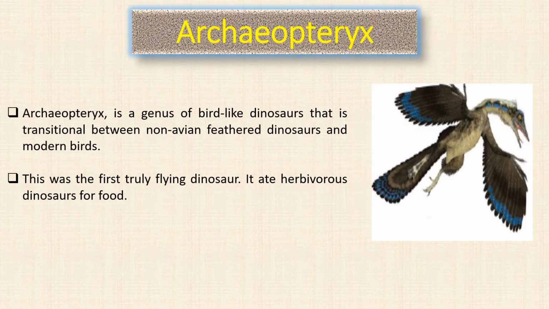Yes, next prehistoric animal, or bird, is Archaeopteryx. Archaeopteryx is a genus of bird-like dinosaurs, and it represents the transitional movement or passage between non-avian feathered dinosaurs and modern birds. This was the first truly flying dinosaur, and it ate herbivorous dinosaurs for food.